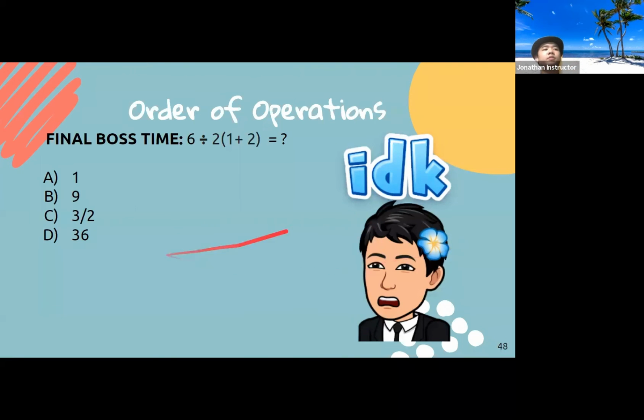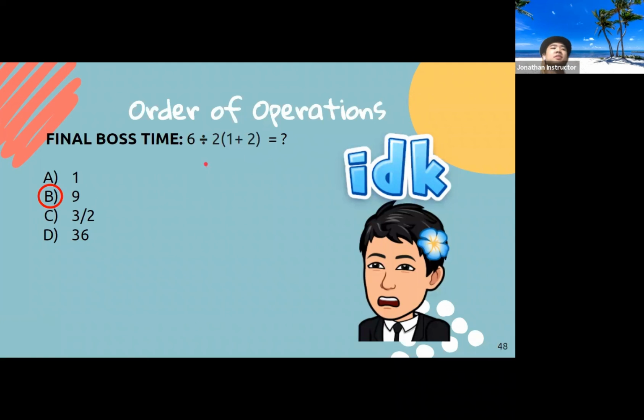Actually, I know time's running out. Some of you are pretty bored already. So let's try this problem. I see some A's, some B's, and also some C's and D's. So let's go through this one. The answer is actually B, and I'll show you why.